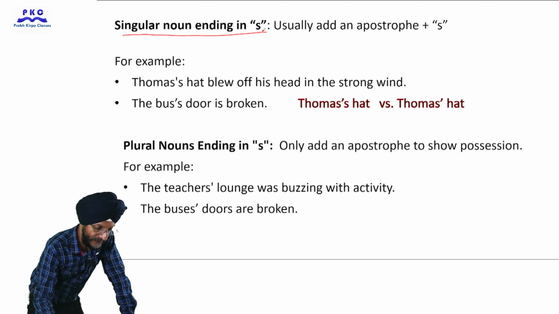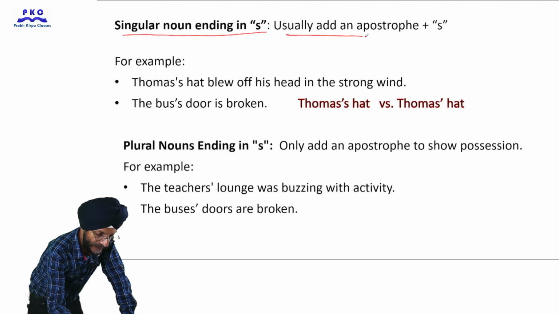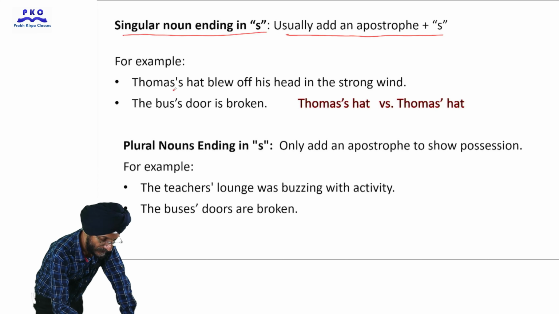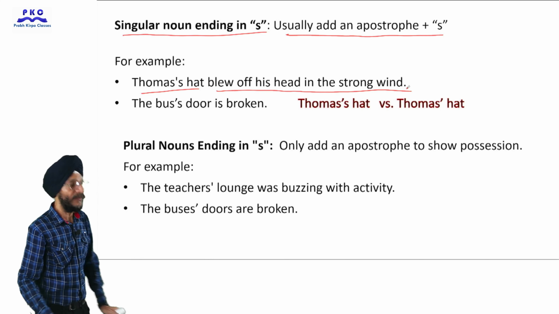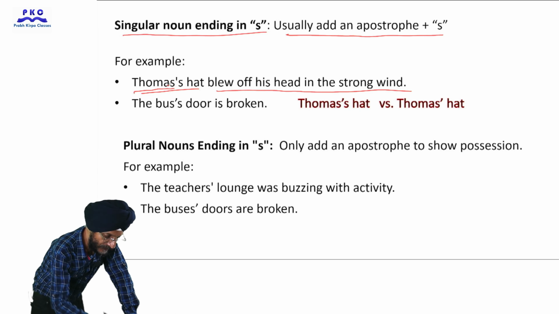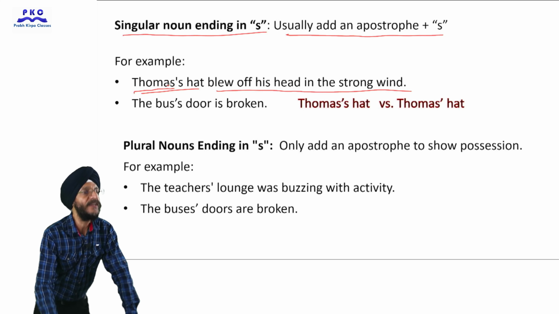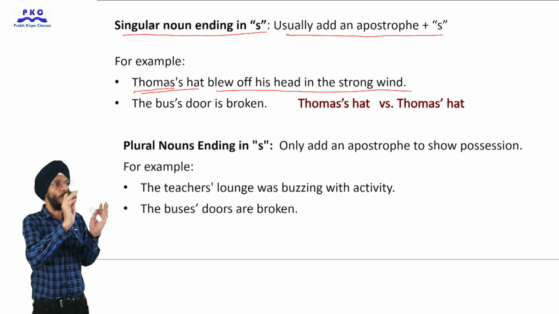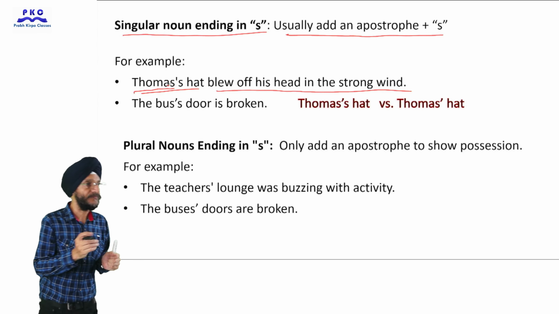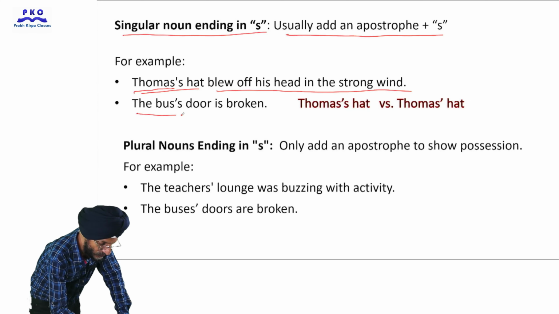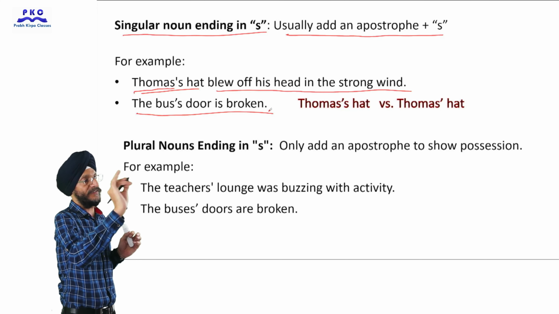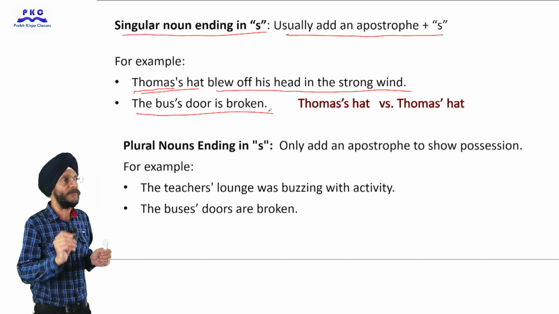Singular nouns ending in S usually add an apostrophe plus S. For example, Thomas's hat blew off his head in the strong wind. Here, Thomas is a singular noun, and here we have used apostrophe plus S to show possession. The bus's door is broken. Here we have used apostrophe plus S to show possession.